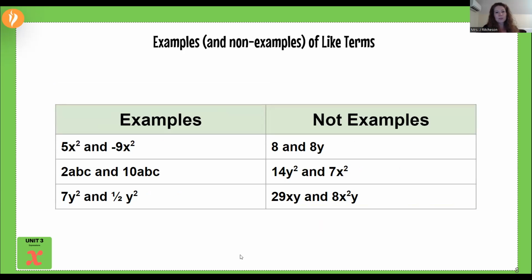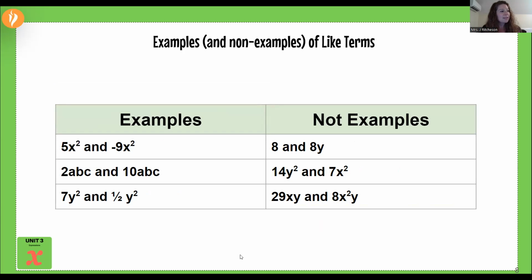Now, some terms are called like terms, and these are examples of unlike terms. To be like terms, the variable and any exponents must be exactly the same. So here we have the exponent of 2 and a variable of x. So x squared and x squared. Since our x squares are the same, it doesn't matter that the coefficients are different. These 5x squared and negative 9x squared are like terms.